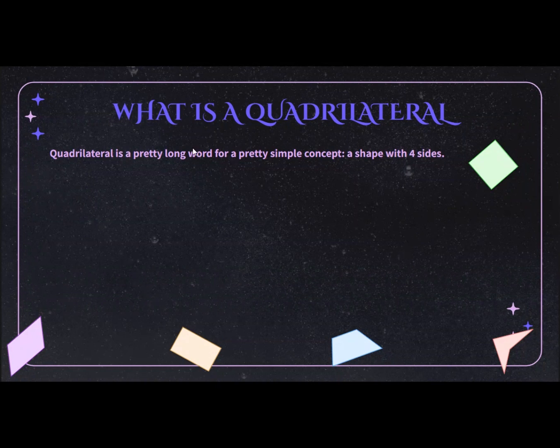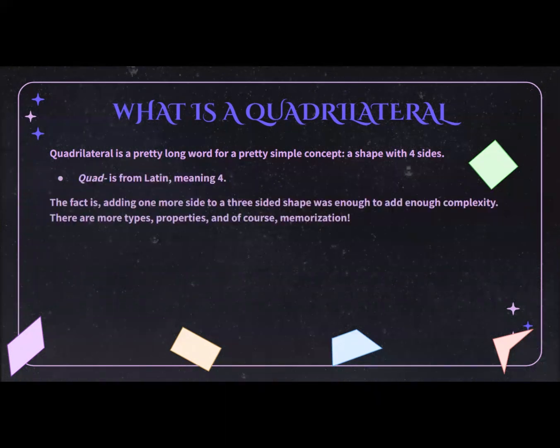quadrilateral is a long word for a simple concept. It is a shape with four sides. So what does that mean? It's Latin for four, pretty obviously. Like triangle is Latin for three, quad is Latin for four.